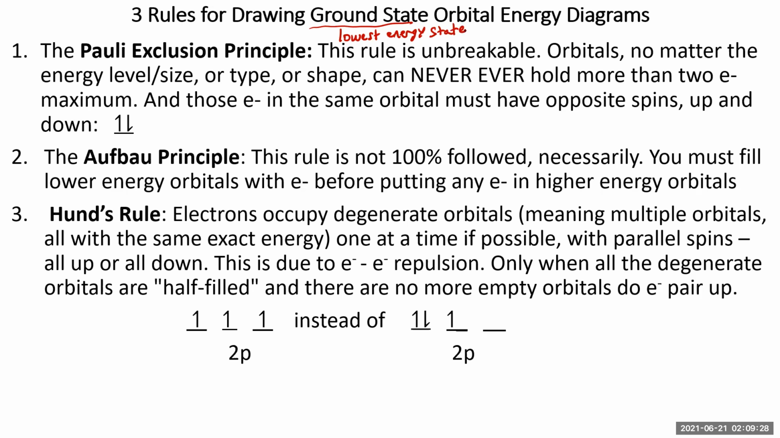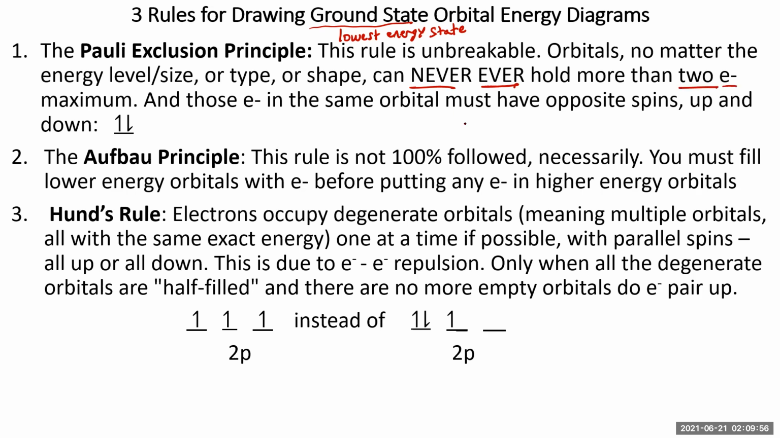Okay, these are the 3 rules. The Pauli exclusion principle. This rule is unbreakable. Unlike the other 2, which really only apply to the ground state, the Pauli exclusion principle applies to every atom everywhere in the universe, and it is unbreakable. Orbitals, no matter the energy level or the size or the type of the orbital or the shape, whatever you want to call it, can never, ever hold more than exactly 2 electrons.